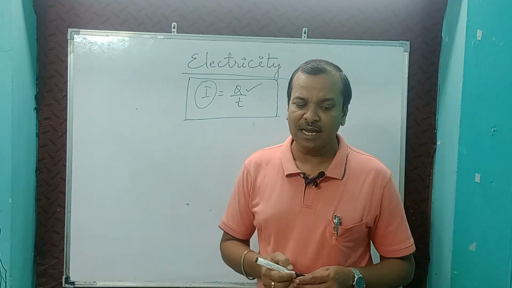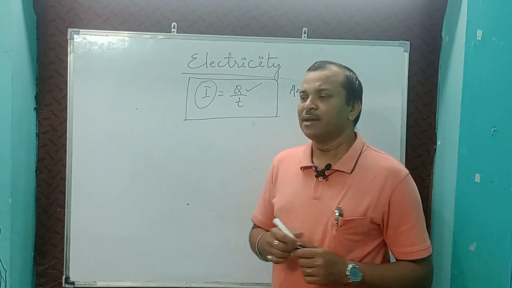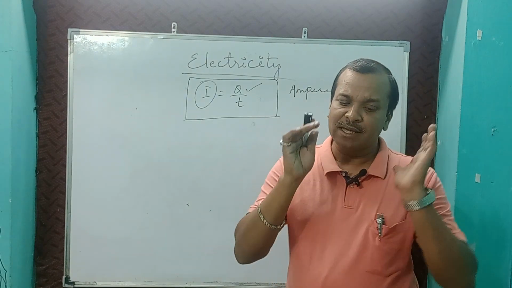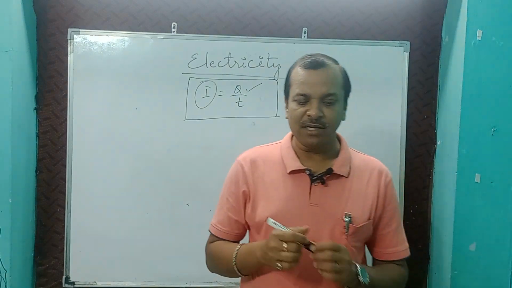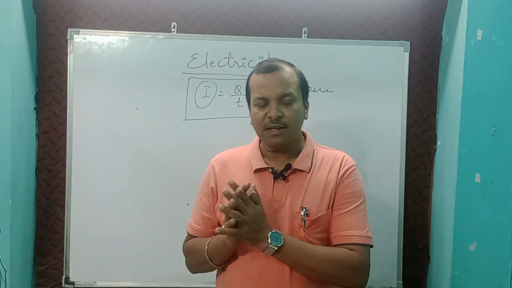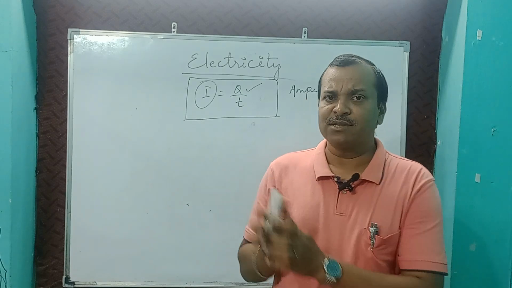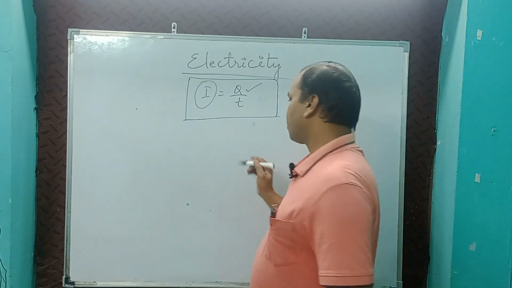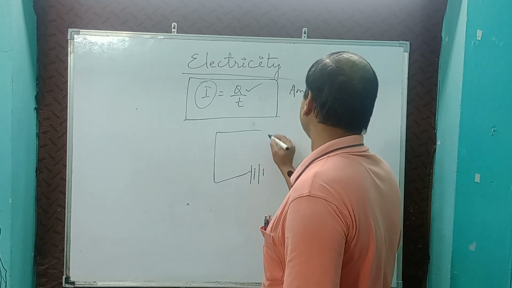AMP, you can write AMP. Now, what is a circuit? Electric circuit means it is a closed and continuous path consisting of connecting wires and other resistors and other things like a switch. It is a closed circuit like this. One battery would have been there.